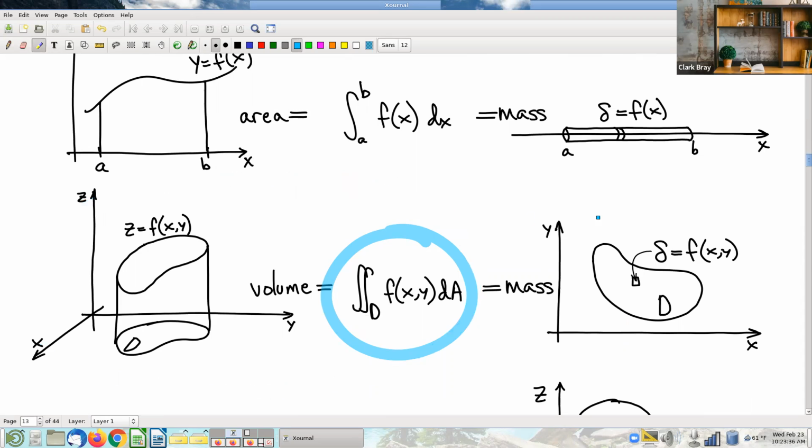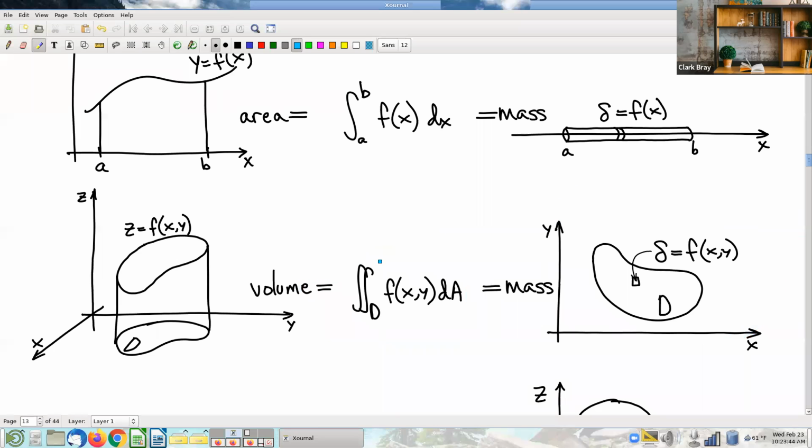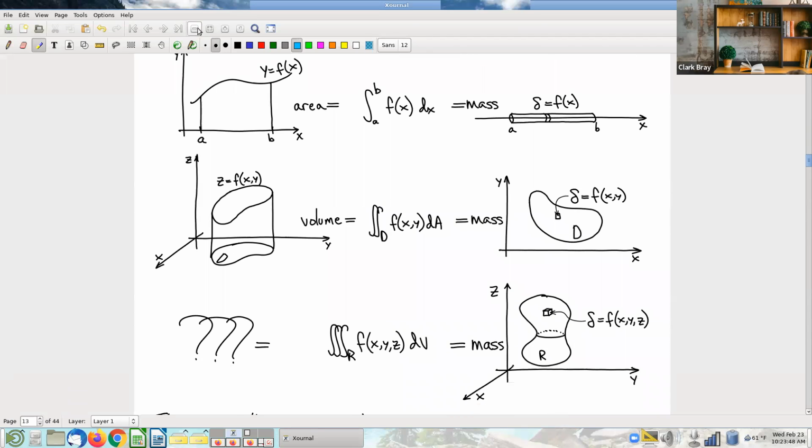But you can also think of a double integral as representing a mass accumulated over a two-dimensional region. Okay. So here's where it gets interesting. How are we going to visualize triple integrals?